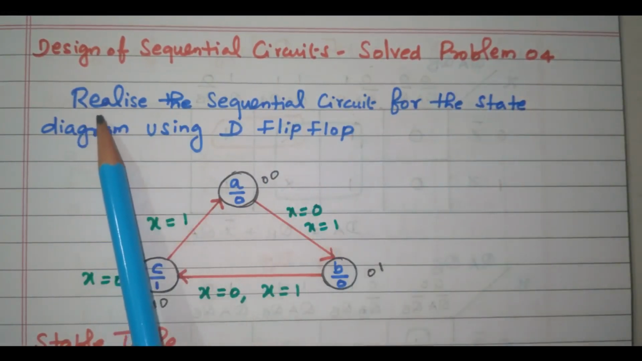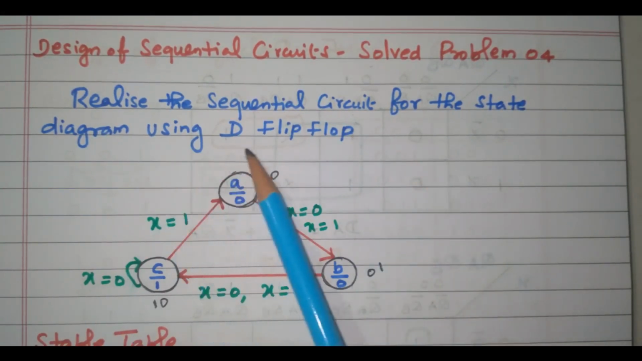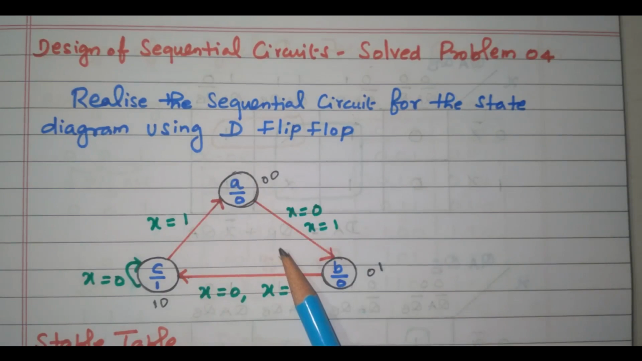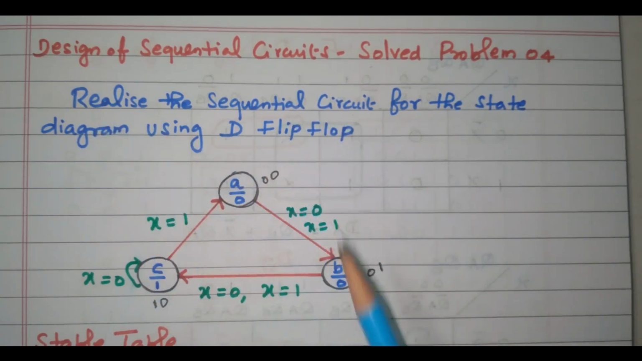Welcome students, in this video we will see the design of sequential circuit solved problem 4. The given problem is to realize the sequential circuit for the state diagram using the D flip-flop. The state diagram is given. For that we need to design the sequential circuit using the D flip-flop.